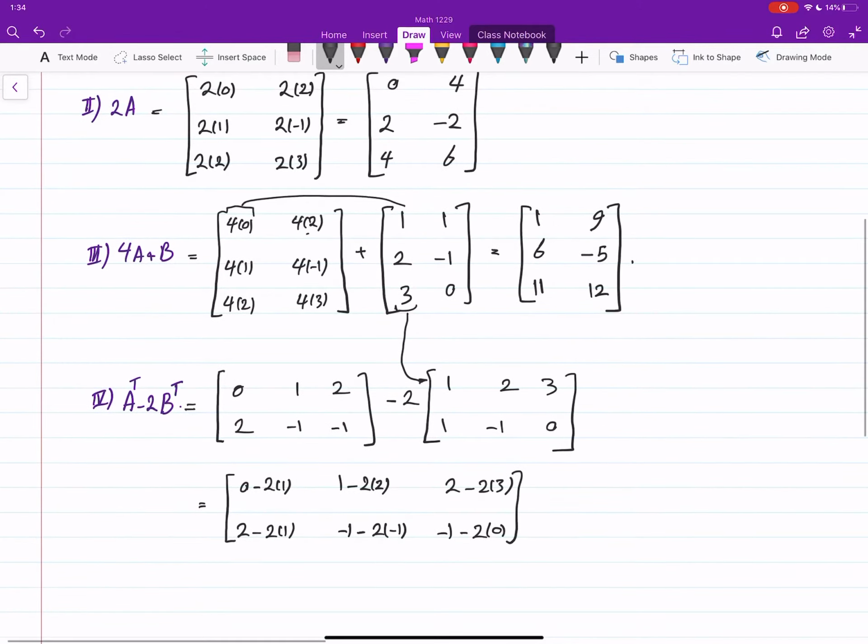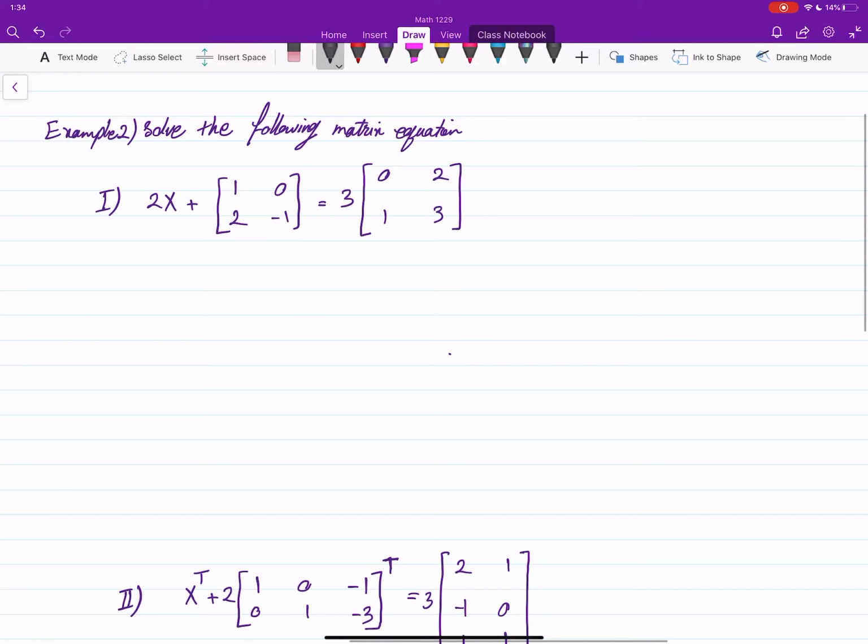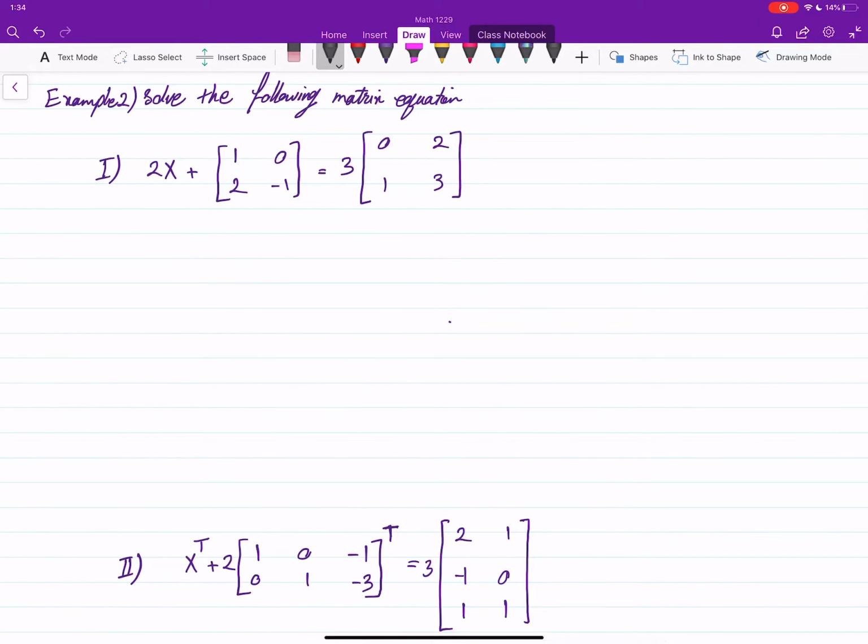Okay. One of the things that we studied was the properties of matrix operations. We can use these properties to solve equations in which the variable is a matrix. Well, at least simple ones. Okay, here let us try to solve this one. 2X plus 1, 0, 2, negative 1 is equal to 3 times 0, 2, 1, 3. So it will be 0, 6, 3, and 9.